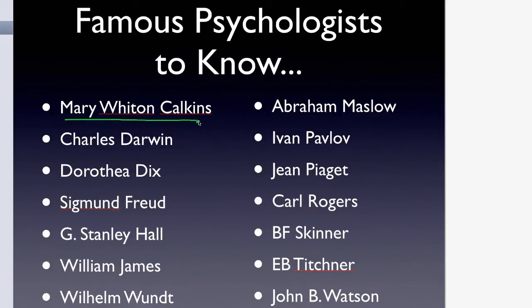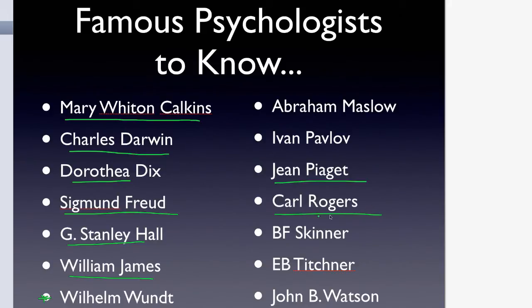So we have Mary Whiton Calkins, Charles Darwin, not really a psychologist, but he plays a big role in evolutionary psychology and a lot of how we look at the mind-body connection today. Dorothy Dix. All of you have probably heard of Sigmund Freud, G. Stanley Hall, William James. William James is definitely in the book. Big time, you need to know this guy. Wilhelm Wundt, he's German. We'll go over how to say his name in class because he's awesome. He's got an awesome name. Abraham Maslow, Ivan Pavlov, Jean Piaget, Carl Rogers.